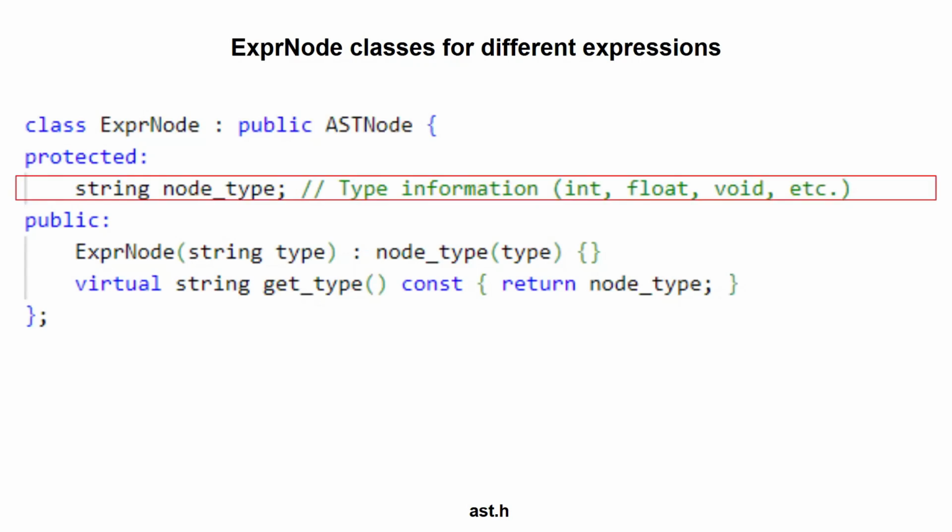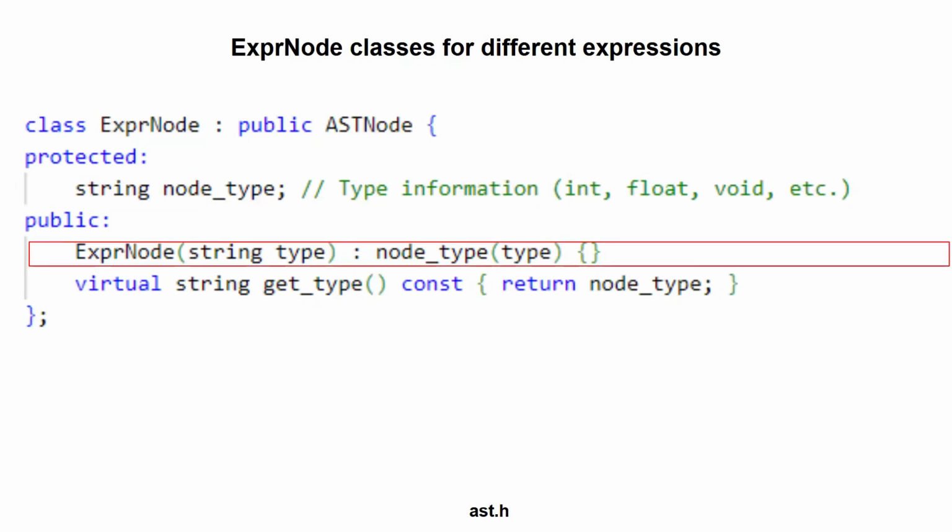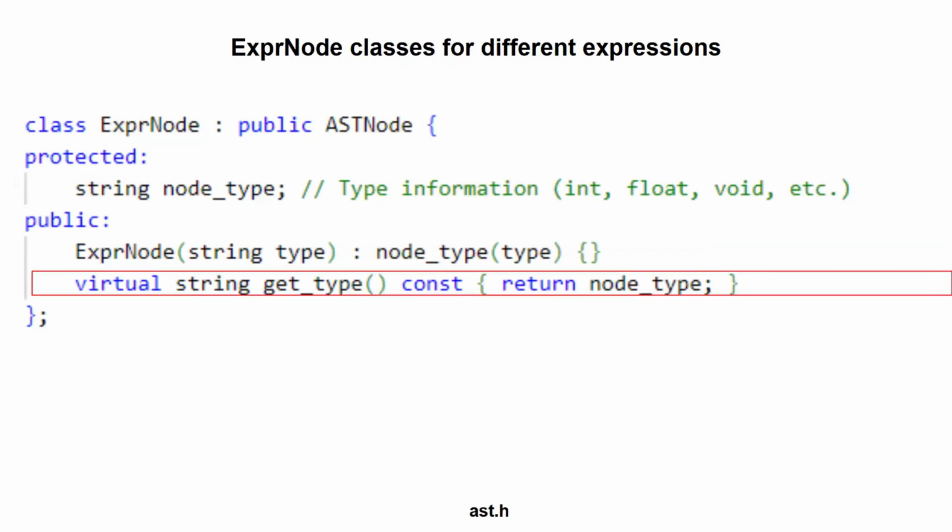The node type variable, whose data type is string and the access modifier is protected, stores the data type, like int or float, of the expression. As the access modifier is protected, derived classes can access it directly. Now, this is a constructor that initializes node type when an EXPR_node object is created. Lastly, this method returns the type of the expression. It's marked virtual, so subclasses can override it if needed. The const at the end ensures the function does not modify the object.